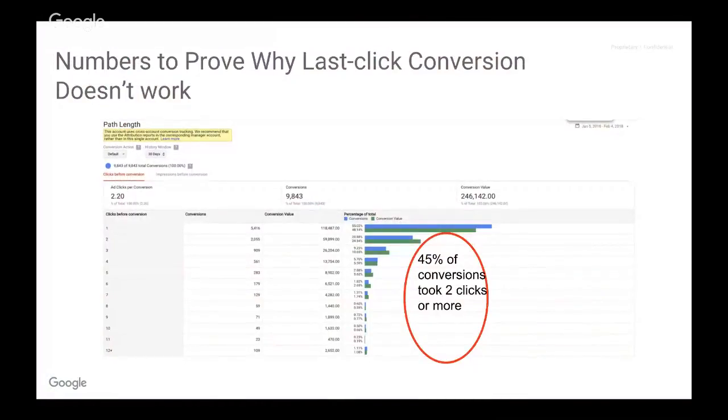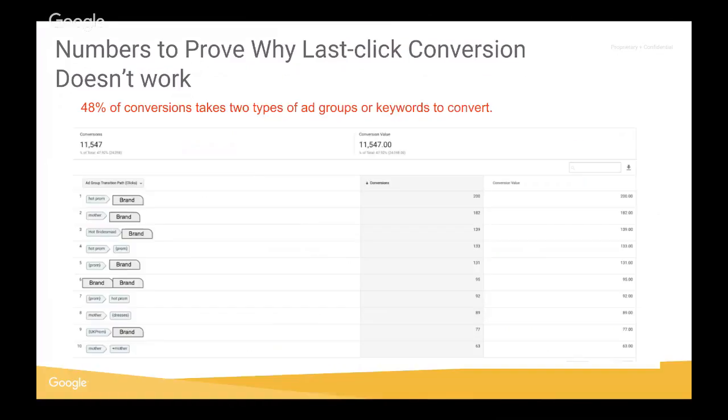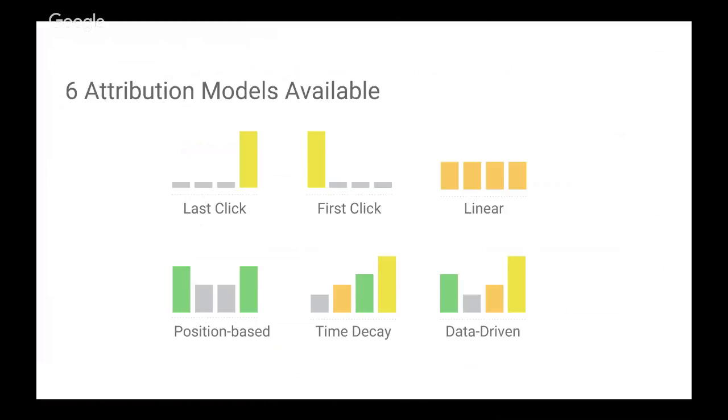And this is just some numbers to prove why last click attribution doesn't work, because 45% of conversions take 2 clicks or more. It's very common to see that a lot of our conversions take more than just 1 click, and also cross-device conversions, which are not uncommon across all our advertisers. And also keyword paths, which you can get from the attribution report. You'll find out that people's conversion journeys require 2 or more keywords.